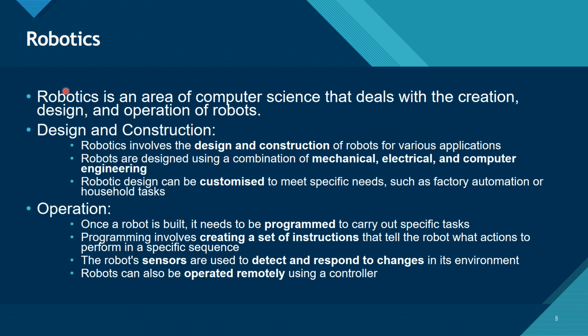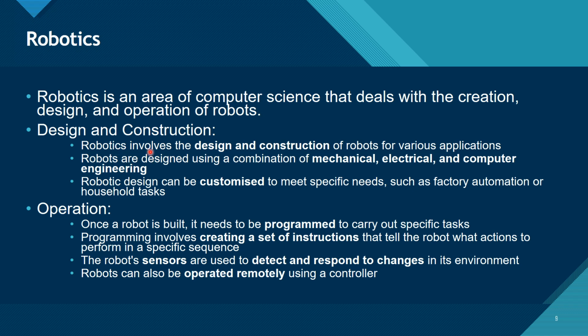So the next is robotics. Robotics is an area of computer science that deals with the creation, design, and operation of robots. Robots are basically machines which help us to do different chores, daily life chores, and different types of tasks as well. So the first part is design and construction, and the second is operation.